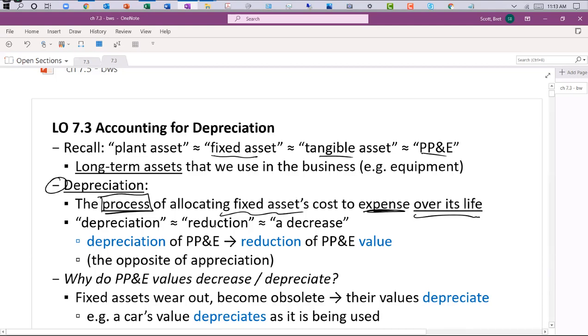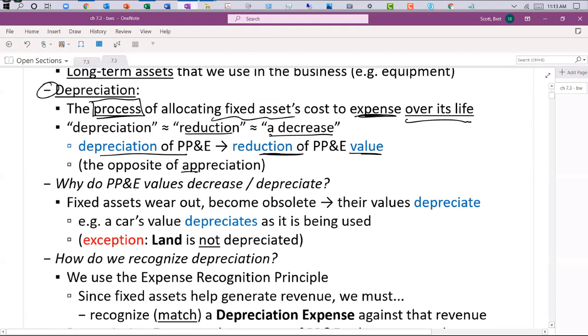The word depreciation is synonymous with reduction or a decrease. So when we're talking about depreciation of PP&E, we're talking about a reduction of PP&E value because of its use. And obviously it's the opposite of appreciation. Why do property, plant, and equipment asset values decrease or depreciate? Well, primarily because they wear out over time or potentially they become obsolete. So their values depreciate as we use them or just as time passes.